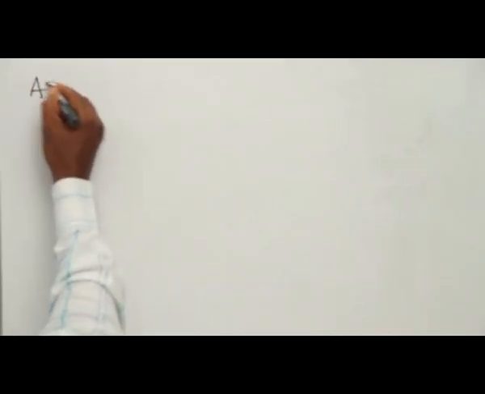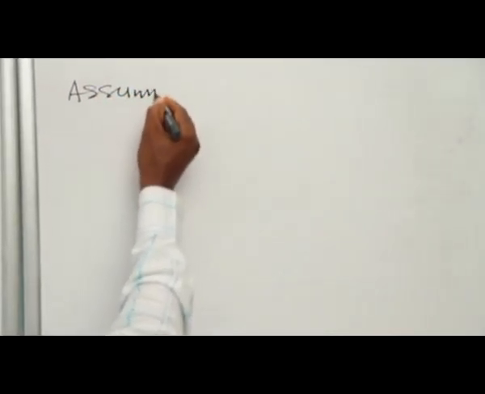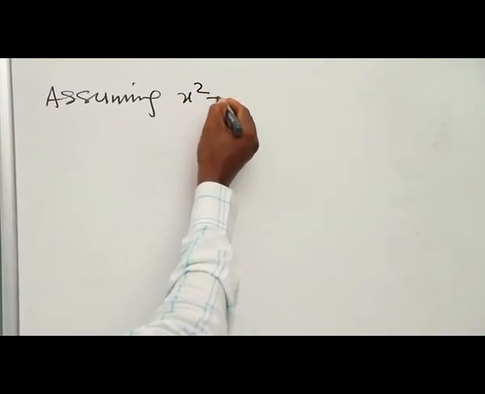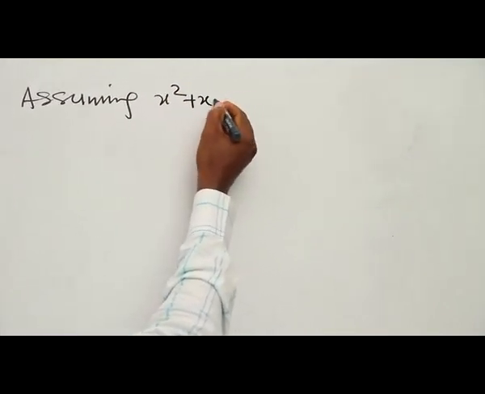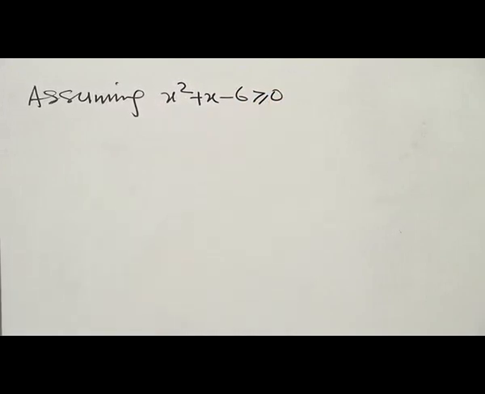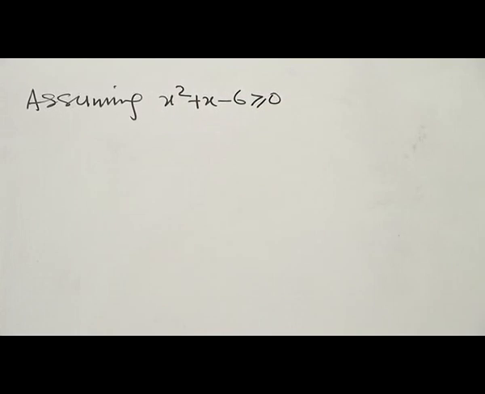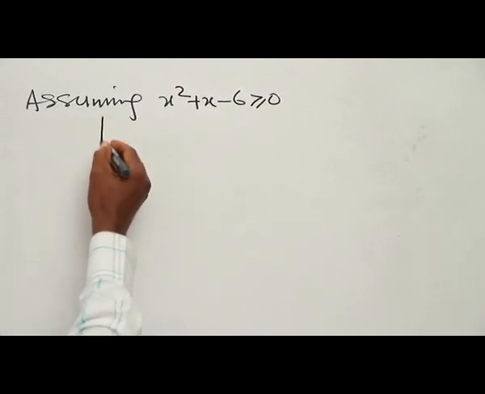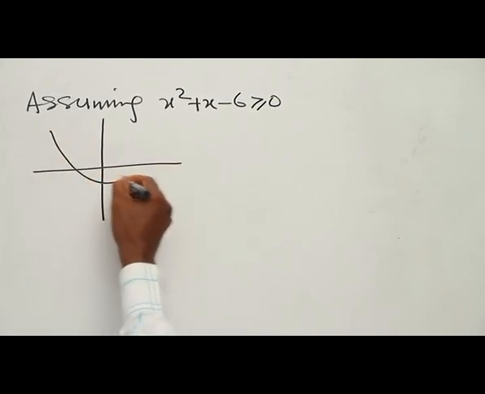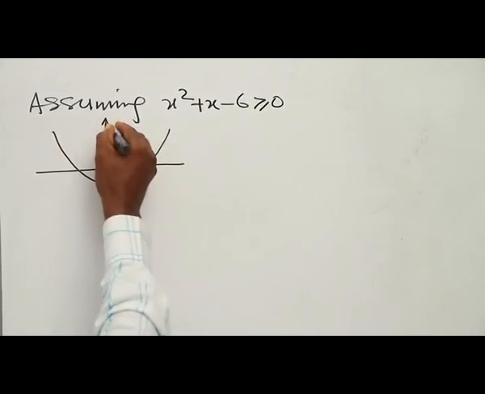Assuming the question was s squared plus s minus 6 greater than or equal to 0, from the graph which you sketched earlier, this was the graph.